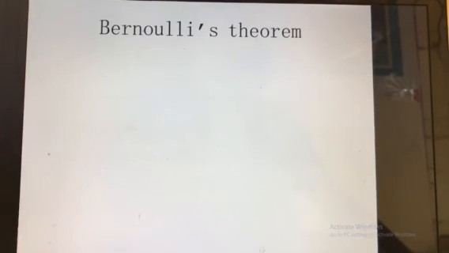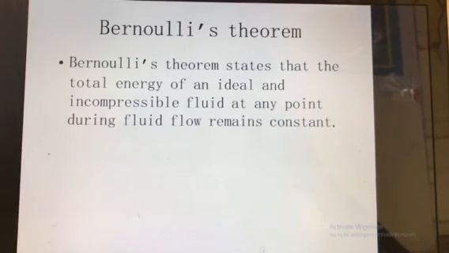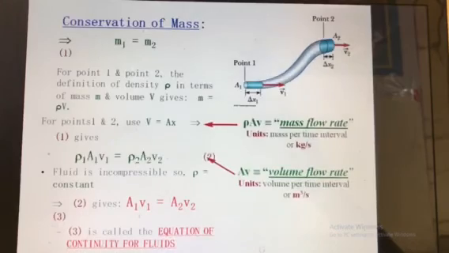Now Bernoulli's theorem. Bernoulli's theorem states that the total energy of an ideal and incompressible fluid at any point during the fluid flow remains constant. Actually this is your third unit, in which we will see Bernoulli's equation, derivation of Euler's equation, then types of forces, then Bernoulli's theorem, and then the applications of Bernoulli's theorem. This is up to the second unit. The second unit will include only the equation of continuity in one dimension.